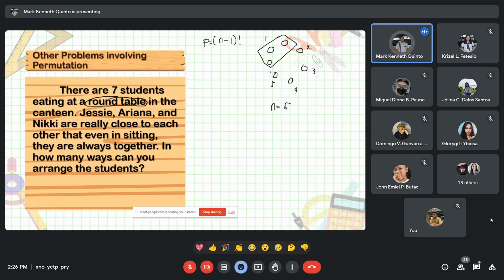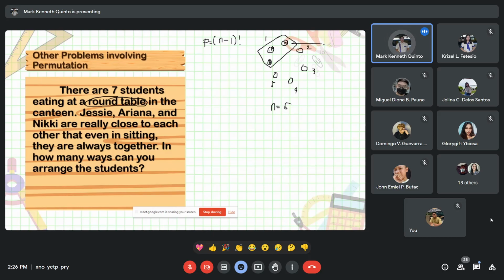Now, yung ating nasa loob, yung tatlo, meron pa ba silang arrangement? Si Jessie, si Ariana, at si Nikki. Yes. Kasi pwedeng magkapalit si Jessie tsaka si Nikki, pwedeng magkapalit pa si Jessie tsaka si Ariana, at si Nikki pwede din magkapalit.